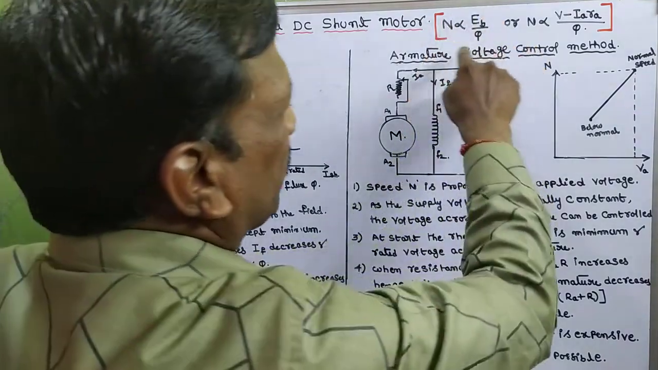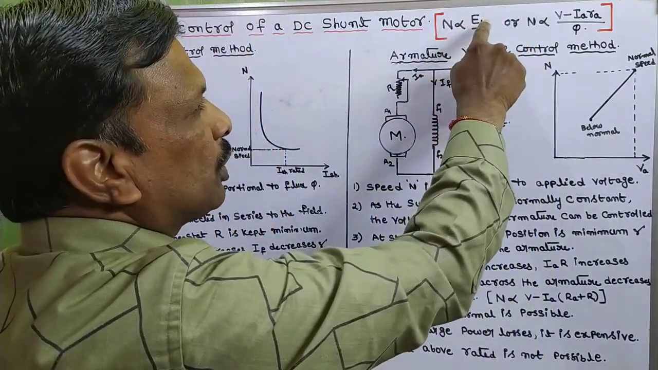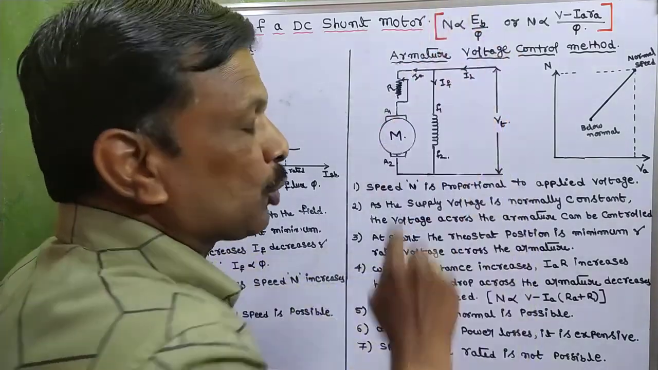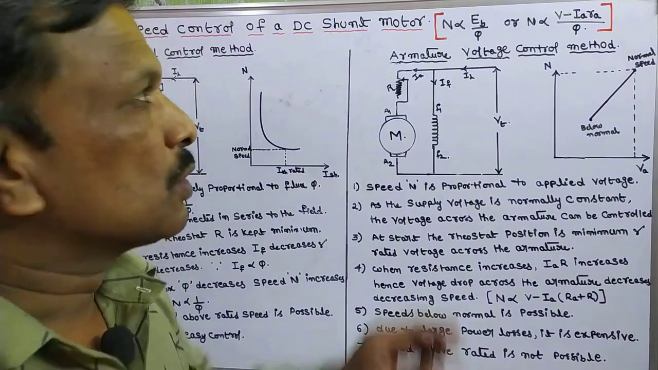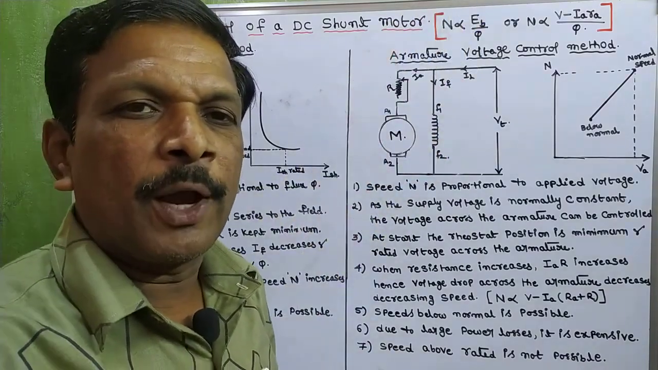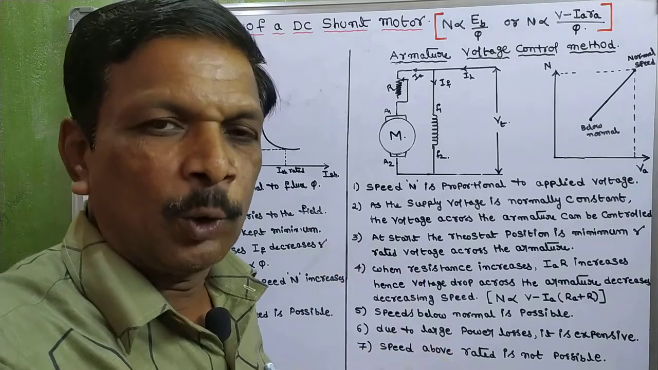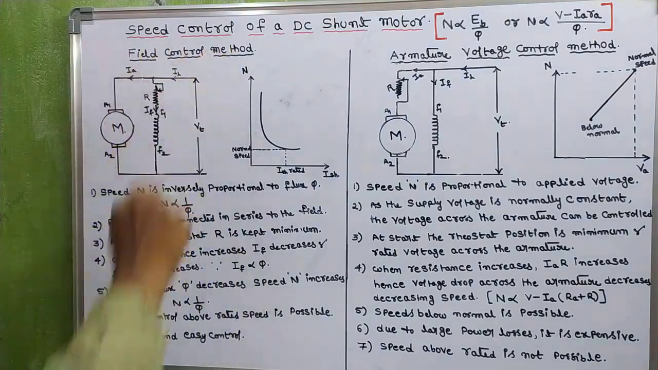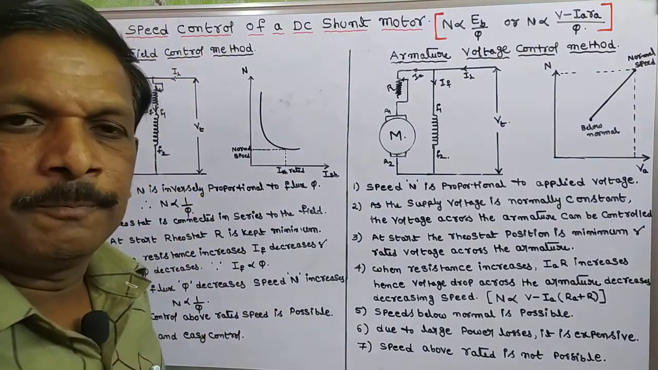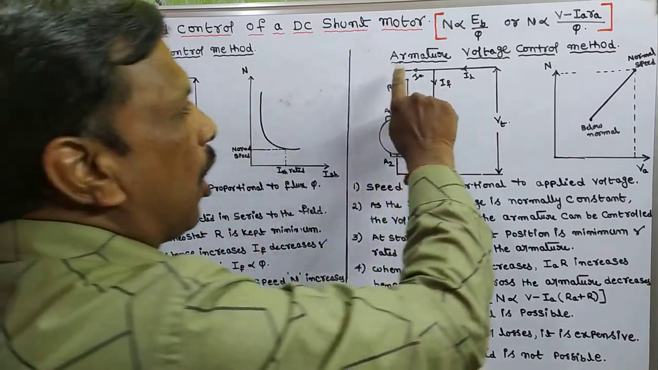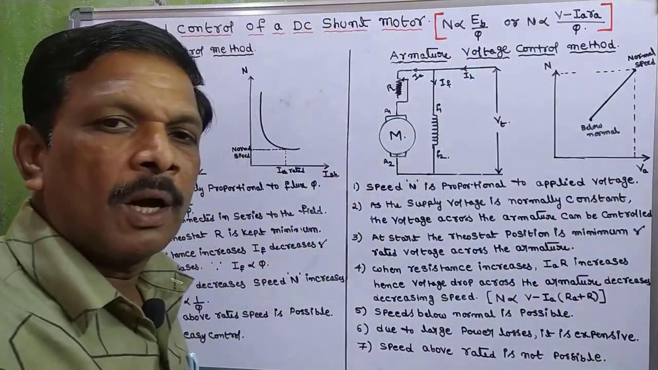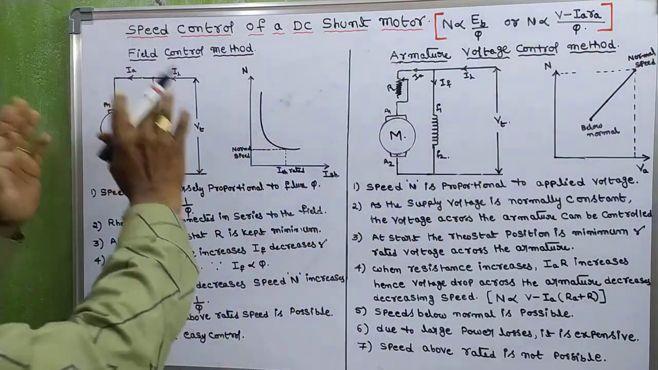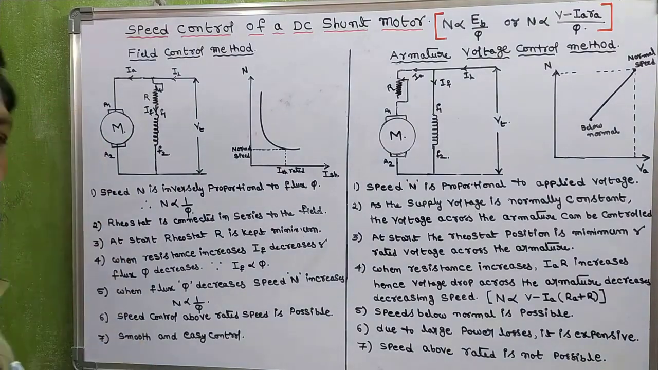And when you observe this equation, N is proportional to back EMF and N is inversely proportional to flux. So finally we conclude that we have two methods to control the speed. The first one is field control method or flux control method, and the second one is armature voltage control method or rheostatic control method.